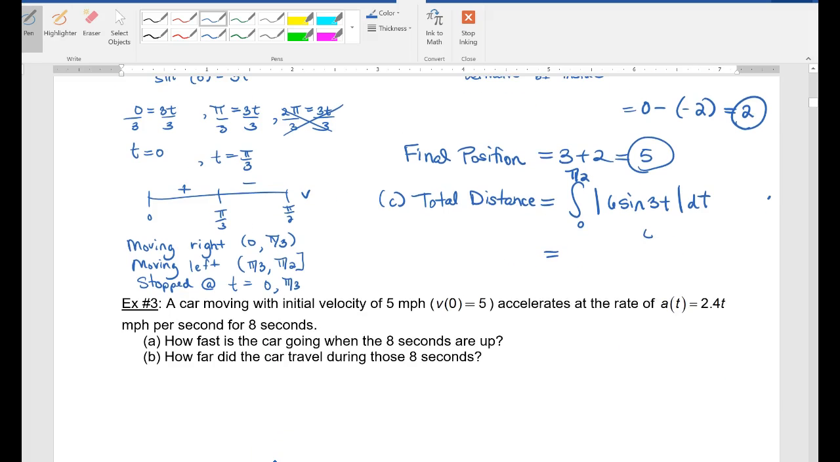You see this? So from 0 to pi over 3, it's positive. And then from pi over 3 to pi over 2, it's negative. Now you could also look at the graph, but we already did this work. So that means we could break this up into 2 separate integrals. I'll just write it out. From 0 to pi over 3, it's just going to be the integral of 6 sine of 3t dt. And then plus, and we just want to take the absolute value, same integrand.